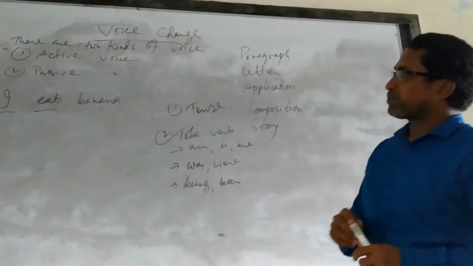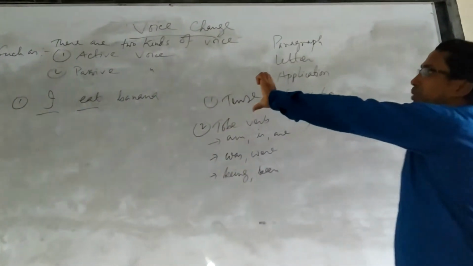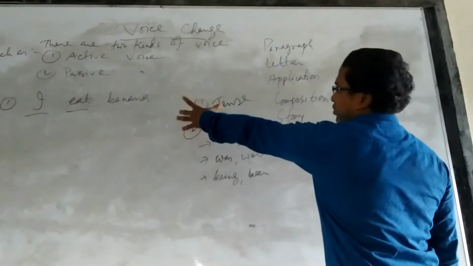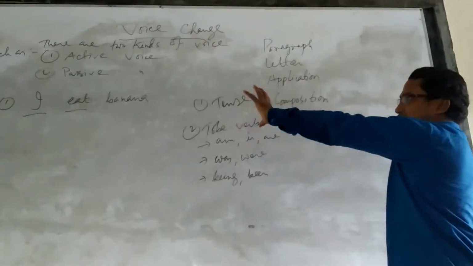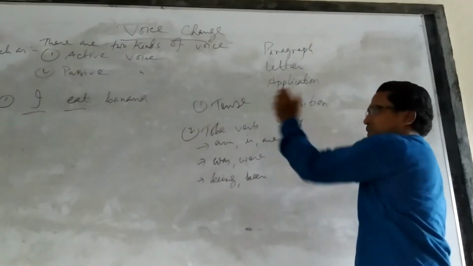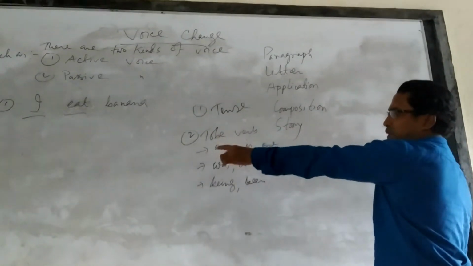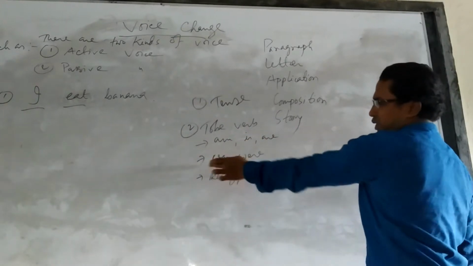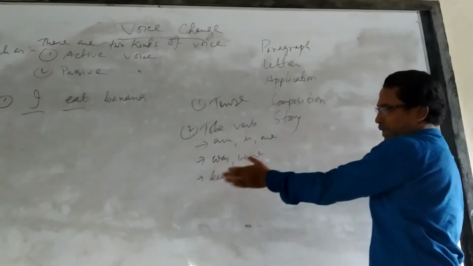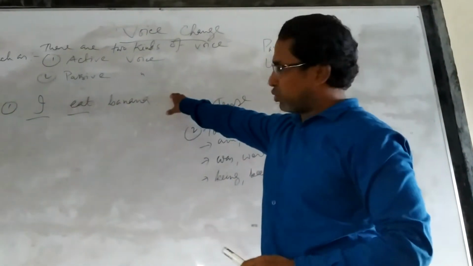So, my dear students, look at the board. To change voice, first of all, we have to have good command over tense, that means all the structures and rules of tense. Then we have to take the help of the to be verb. For present tense, we take am, is, are. For past tense, was, were, and then being and been. So, my dear students, I wrote a sentence on the board. You can see.